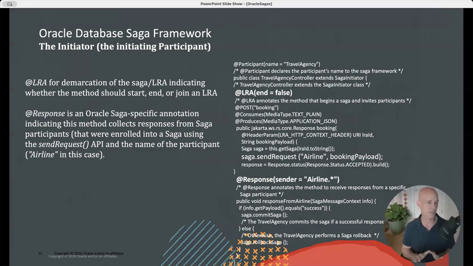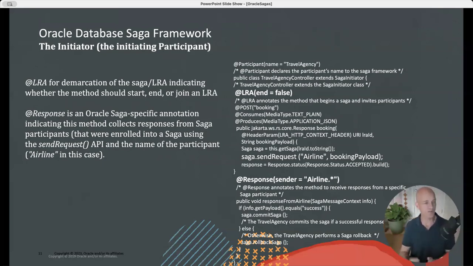So just very quickly dipping into the code here, I want to show you, as I say, it uses the standard LRA annotations. And if you're used to JTA or whatever, or OTS before it, this is just like the transaction annotation where you're demarcating when the saga will begin and end. And it has all the different transaction attributes and things like that.